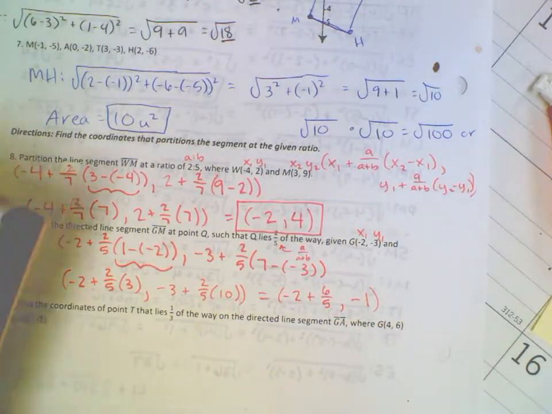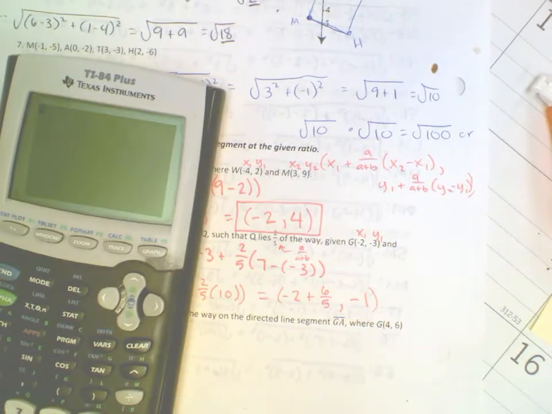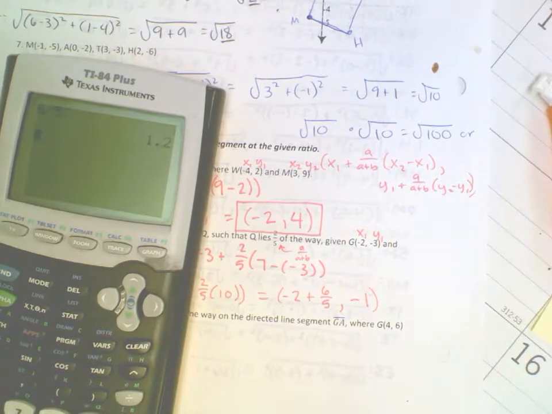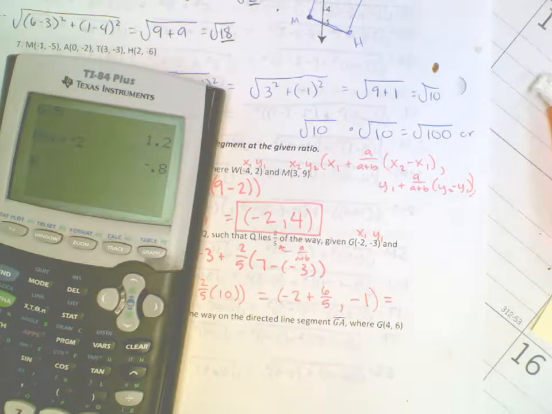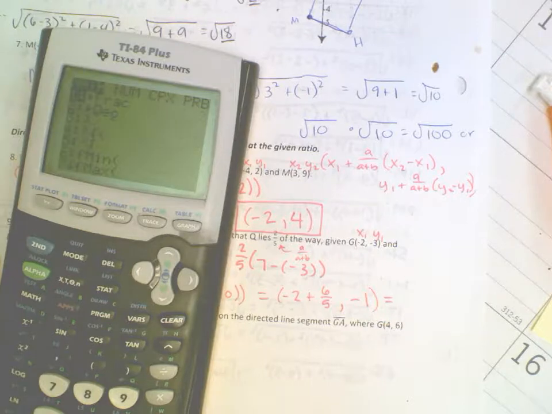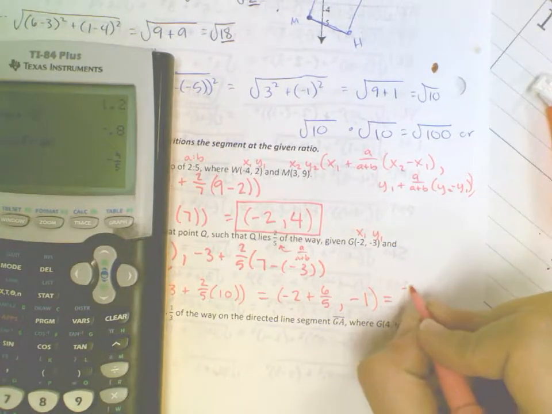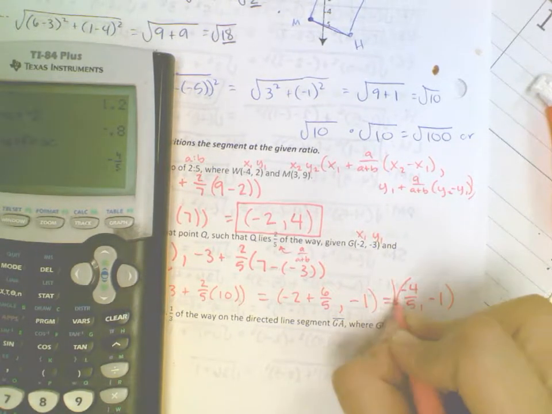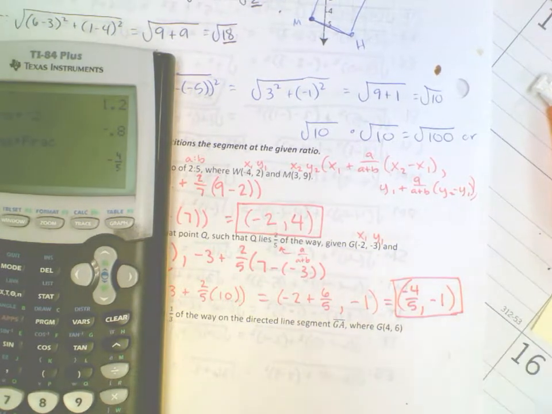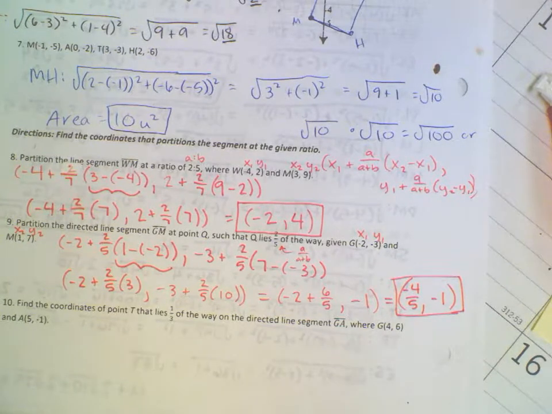Then what I recommend you do is you put 6 divided by 5 in your calculator, and you add negative 2. You get 0.8. You could put your answer as negative 0.8, or you can press math, press enter twice, and get negative 4/5. So negative 4/5, negative 1. And this is the point that is 2/5 of the way on the directed line segment GM.